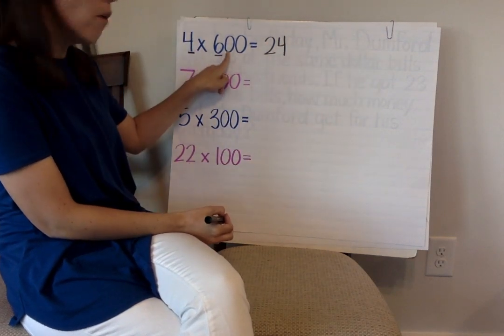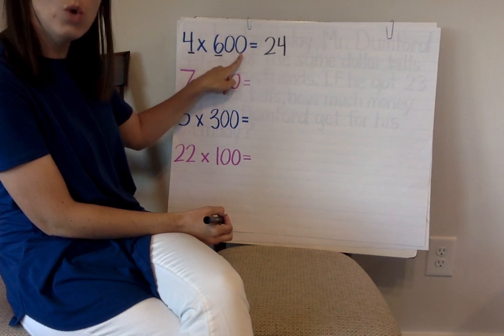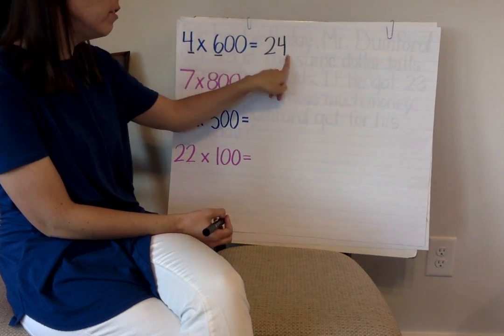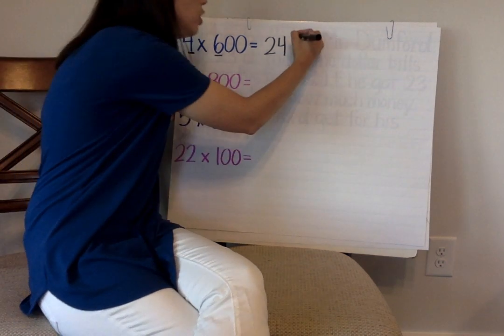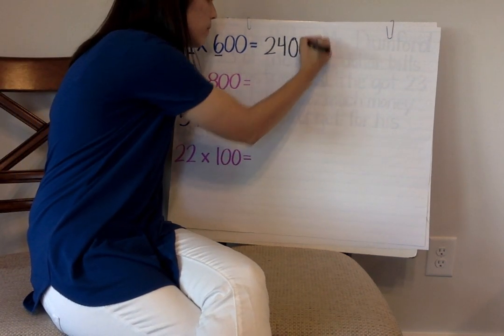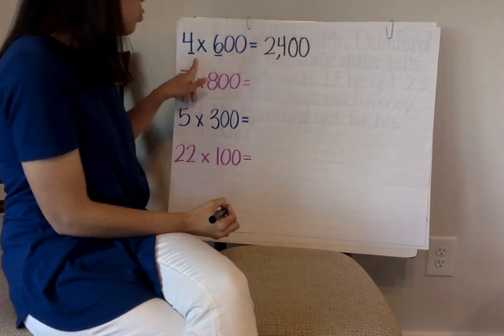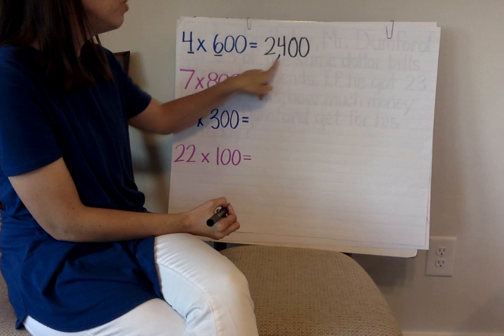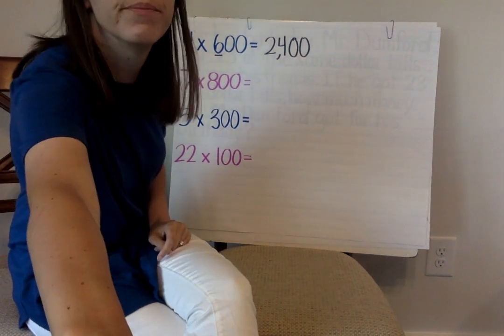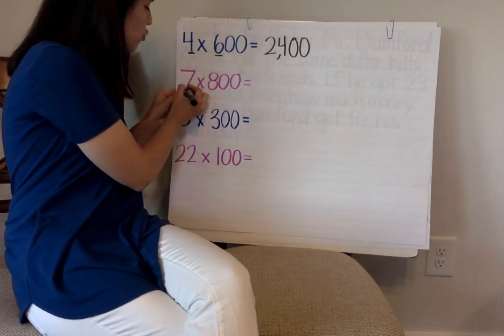This time I have 2 zeros. So guess how many zeros I'm going to add over here? 2. I'm going to add 2 zeros. 4 times 600 equals 2,400.